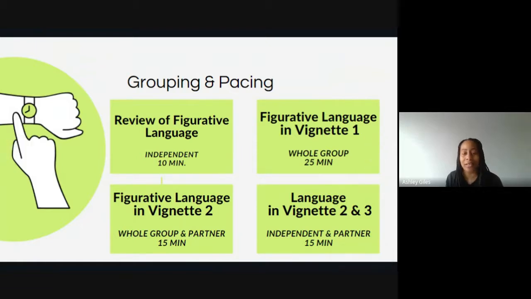So they're going back to the house on Mango Street. This would be for 25 minutes, whole group. You're going to inform your students, we're going back to vignette 1. We're going to reread, but this time, what's going to be our focus? Our focus is these vignettes are very rich with figurative language. So we're going to look at the figurative language in vignette 1, which is house on Mango Street.